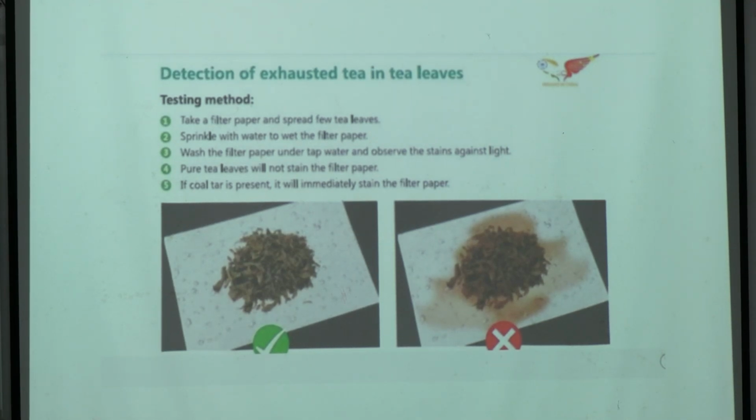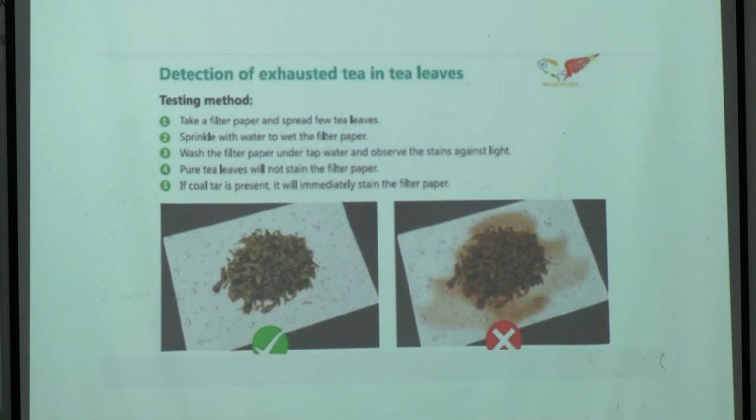Take a filter paper, spread it, sprinkle with water. Pure tea leaves will not stain the tissue paper. On the right side you find the adulterated tea leaves. They are showing a staining. The filter paper will be stained. So this is a way of testing for tea.